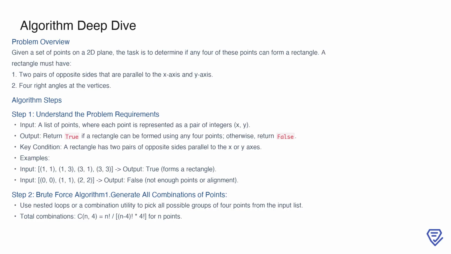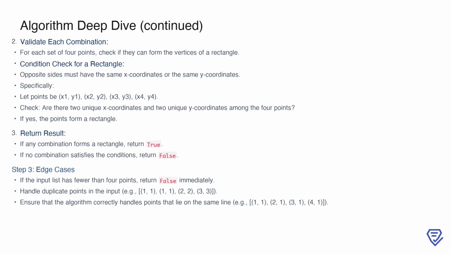A brute force approach would involve generating all possible combinations of 4 points from the input list and checking whether they satisfy the rectangle conditions. This step involves computing combinations, where the total number of subsets of 4 points is determined by the formula C(N, 4). Next, for each combination of 4 points, we need to validate whether they can form a rectangle. To do this, we check the coordinates of the points.